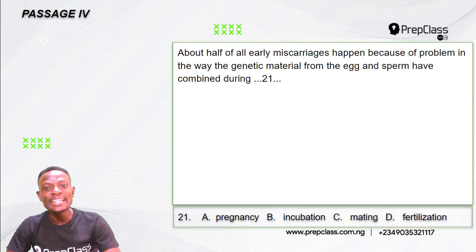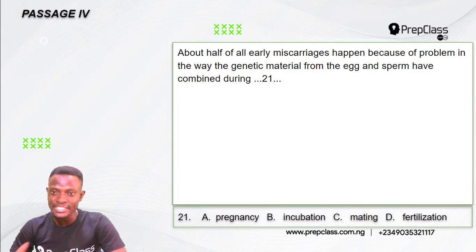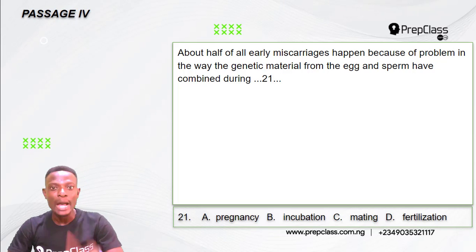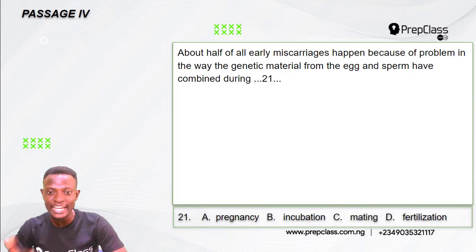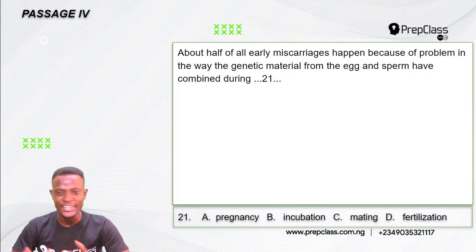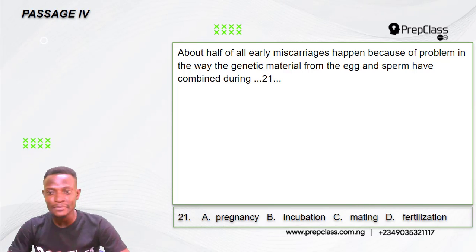About half of early miscarriages happen because of problem in the way the genetic material from the egg and sperm have combined during dash. A. Pregnancy. B. Incubation. C. Mating. D. Fertilization.